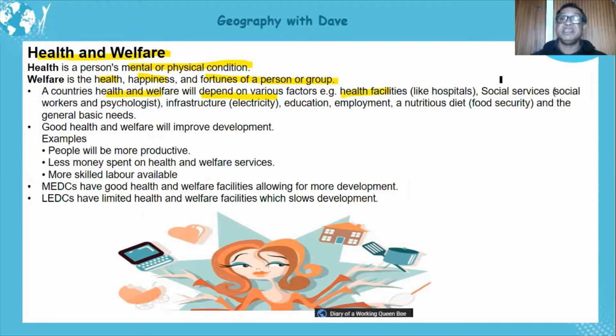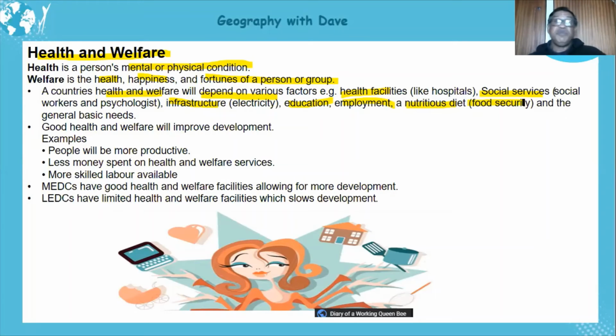Okay, a country's health and welfare will depend on various factors. Example, health facilities and social services, like hospitals, social workers, psychologists; infrastructure like electricity, transport; education, because if you're highly educated or have better quality education, there are more opportunities for skills. Employment: if all these industries are coming up in MEDCs, there's more employment. And a nutritious diet, that's food security, where you have enough food to feed the people of the country, for them to live a healthy and productive life.